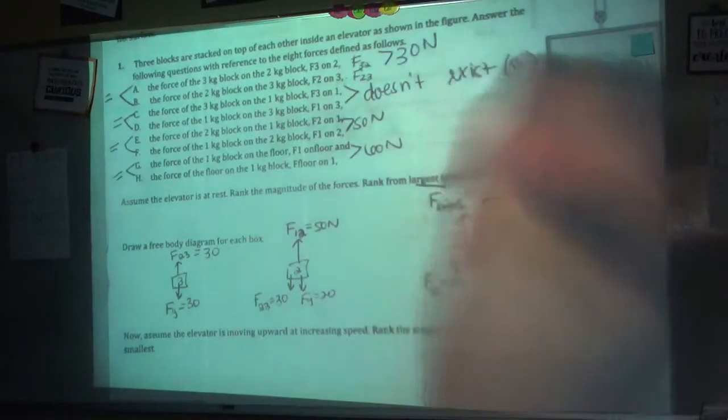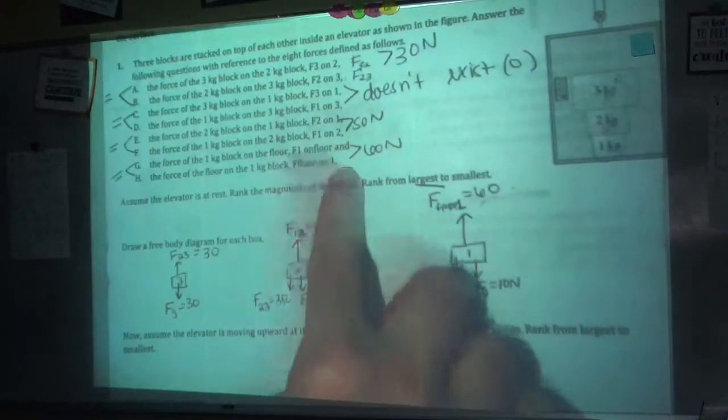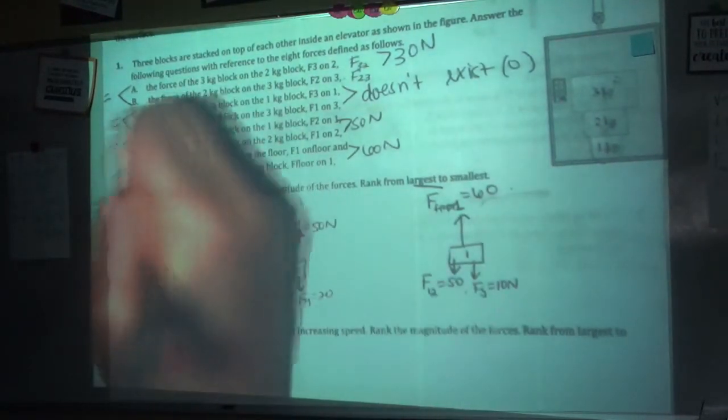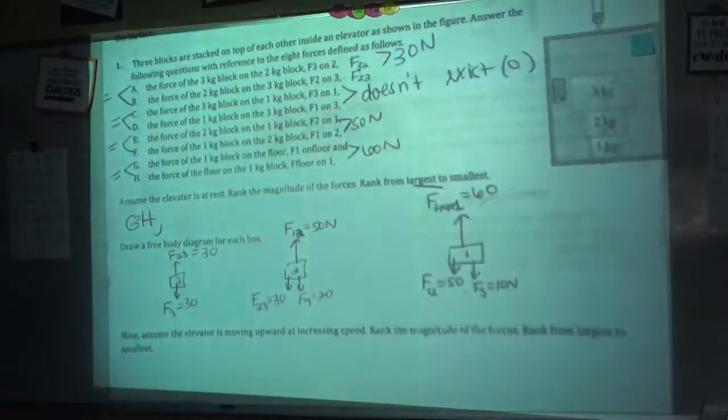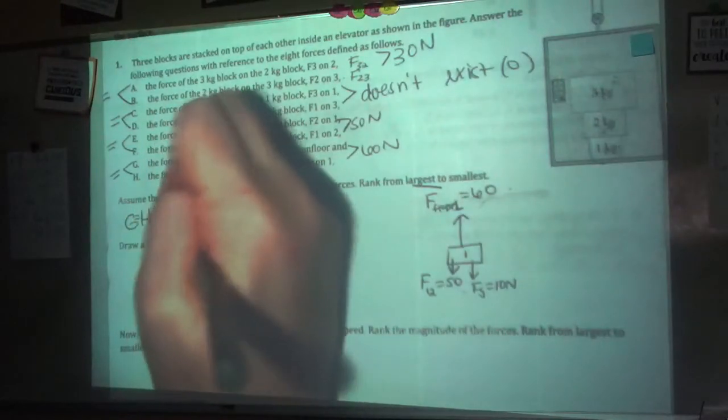So the largest force would be the floor on 1 and 1 on the floor, so that would be G and H. Those two are equal. And then the next largest would be the 50 newtons, so that would be E and F.